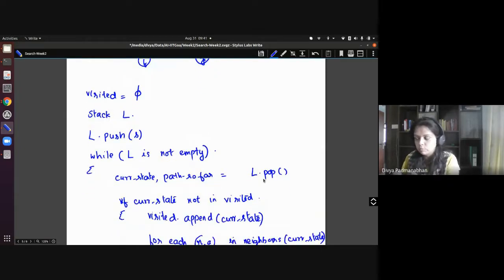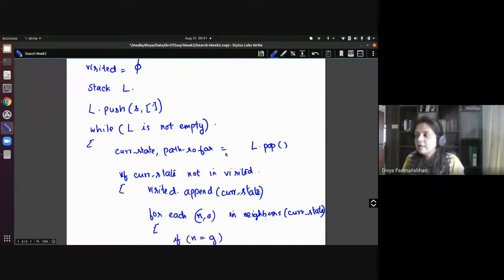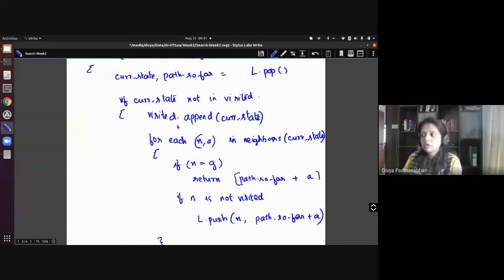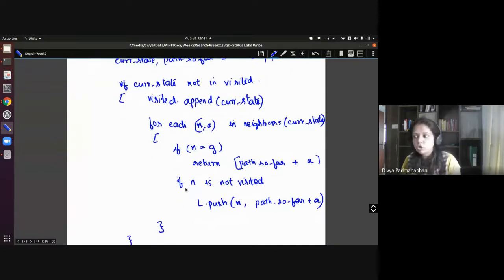When you push, here also you should have an S maybe, because you are pushing the current state, or maybe just an empty, because I think what you need is a sequence of actions, so just an empty. And when you pop out, you're popping out the state and the path so far. And then what you do is you're pushing all the neighbors, if they are not visited. And so this goes on till you find the goal state.